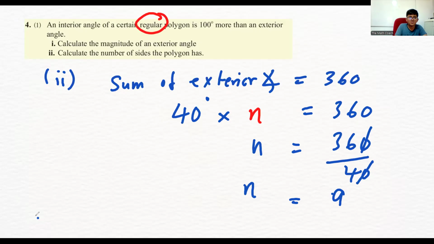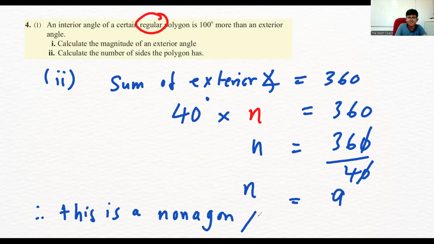So therefore, this is a nonagon. The shape is called a nonagon because it has 9 sides, okay? So pentagon, hexagon, heptagon, octagon, nonagon, and decagon. These are fancy names, but it's good to remember this stuff. Okay, let's go for the next question.